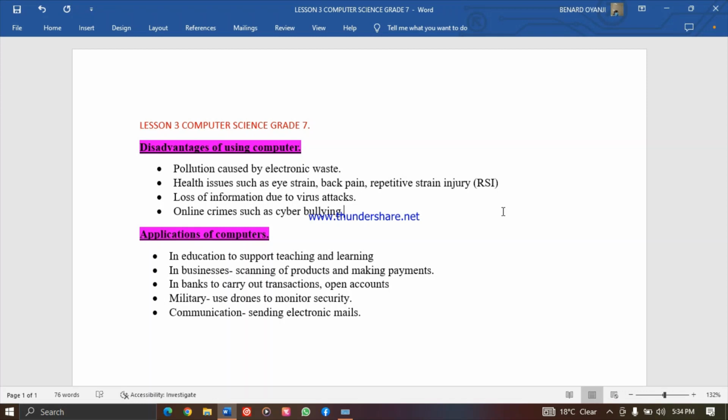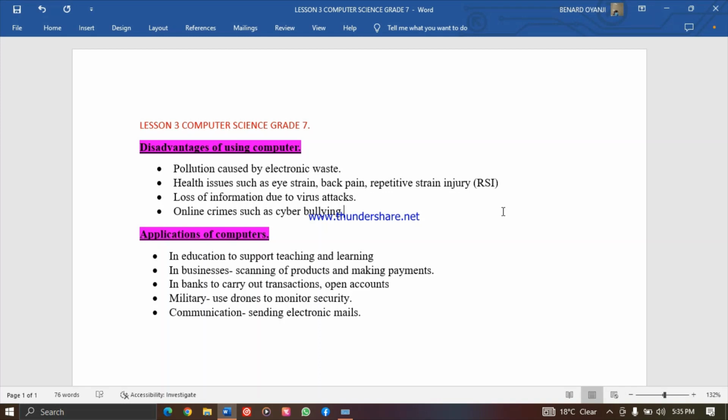Apart from that, we have online crimes such as cyberbullying. This is where, for example, you go online, you accept friend requests from people you don't know, then you share personal information, and these people can start bullying you by posting inappropriate things in your account, or they can hack your account and use it for criminal reasons. This can cause you problems. So this is cyberbullying, and it's a problem caused by the use of computers.